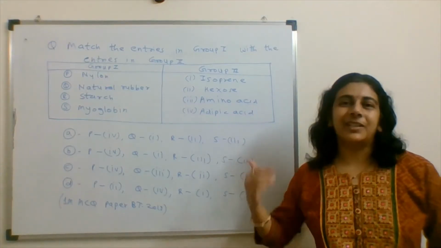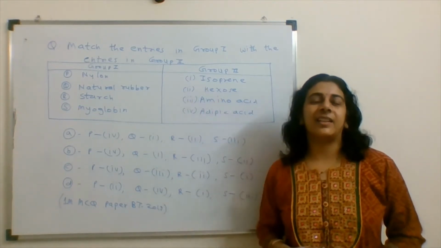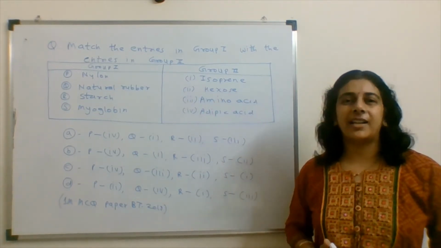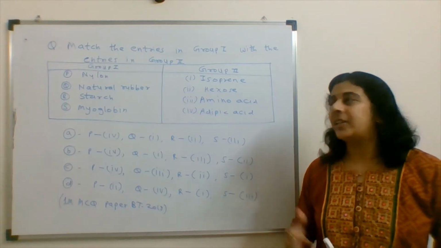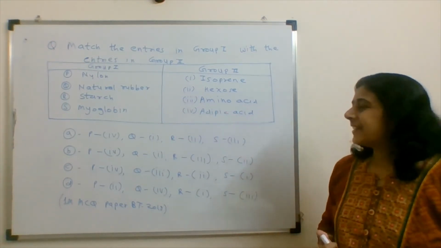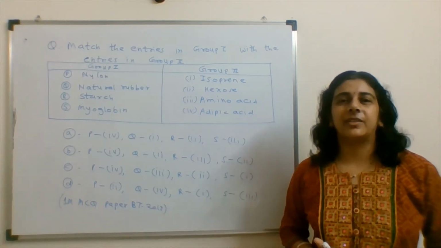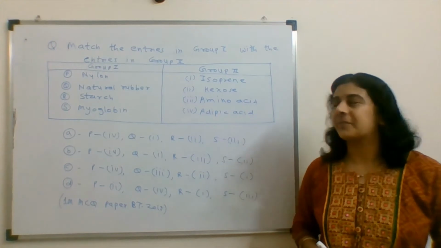So let's go to today's question. Here two columns are given and we have to match these columns according to their answers. This is the 1 mark MCQ type of question from the paper of Biotechnology 2019.